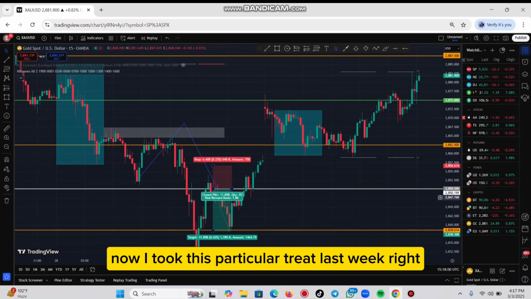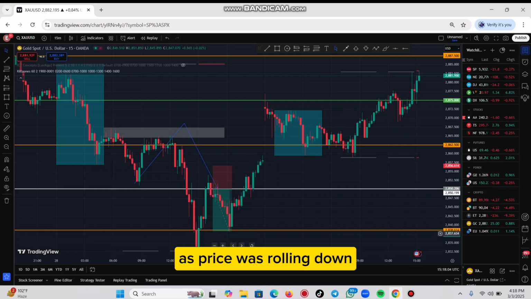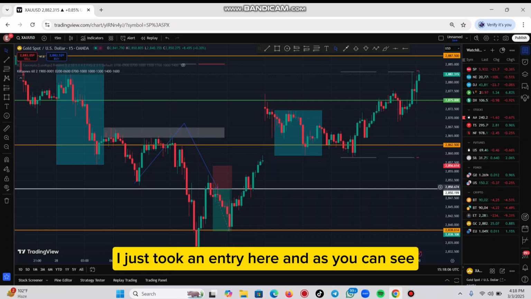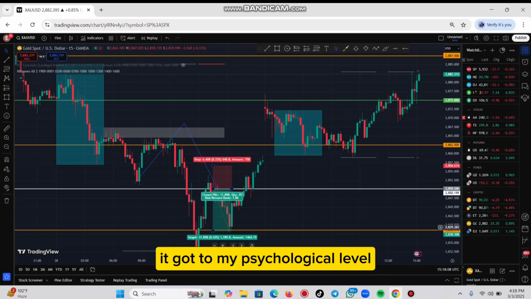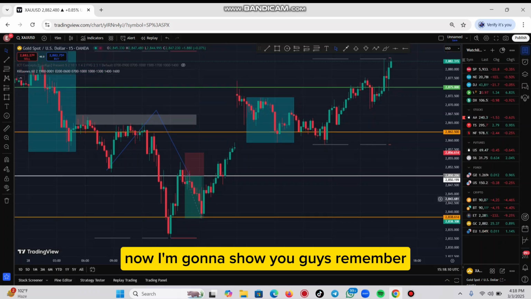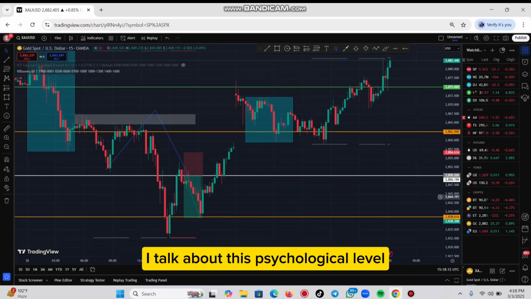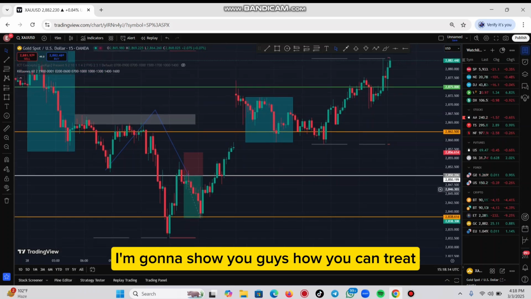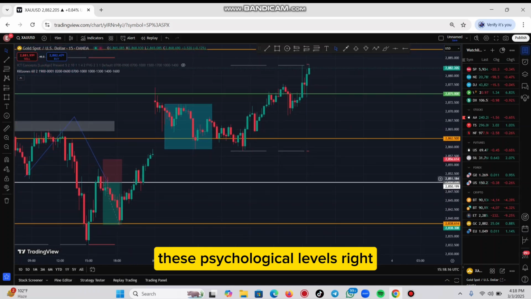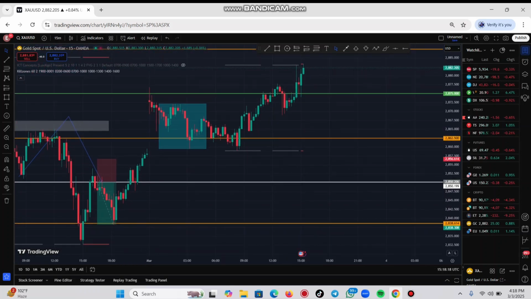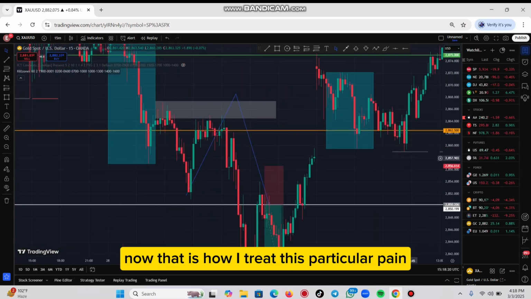All right, now I took this particular trade last week, right? As price was rallying down, I just took an entry here, and as you can see, it got to my psychological level. Remember I talked about the psychological level, I'm going to show you guys how you can trade these psychological levels. All right, now that is how I trade this particular pair.